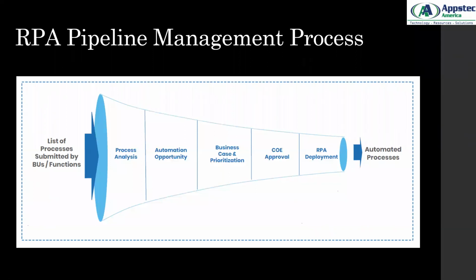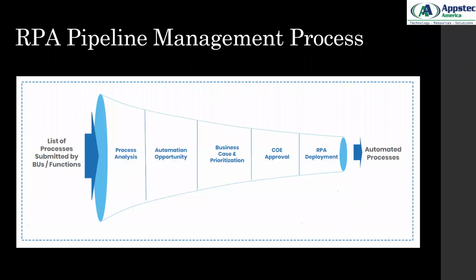The first thing that starts the pipeline is a list of processes submitted by business units or functions. That means whoever the process people or your operations team are. I think the business analyst plays a very important role here. They talk with the business and operations people and try to identify the list of processes which have automation potential. Let's say I identified 10 processes out of 30.